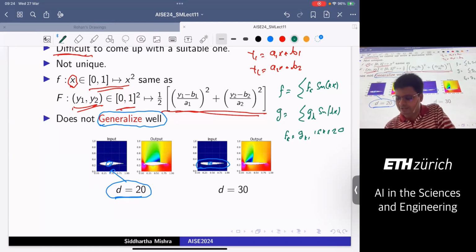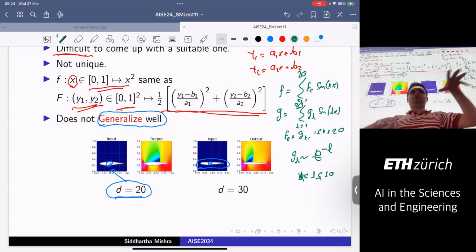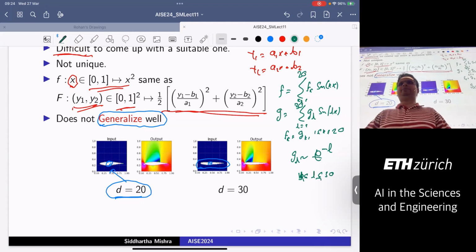But in one case, I have my k from 1 to 20. And in another case, I have my l from 1 to 30. And let's say that g_l decays like 1 over l, or exponential to the minus l, between l equals 20 and 30. They are going to be very, very close to each other in some sense. So these two things are very, very close to each other. But suppose I had used my f_k as my parameters and g_l as my parameters. For the first 20 parameters, they're exactly the same.